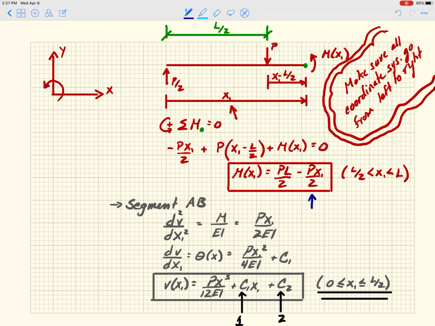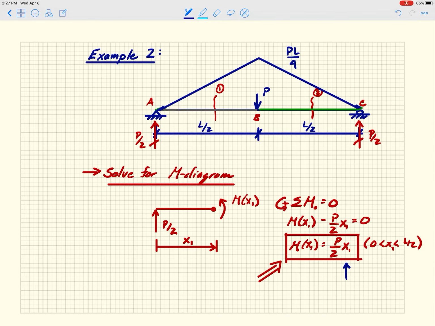That's important because one of these expressions is the ramp going up, and the other one is the ramp coming down. But at L over 2, the moment has to be PL over 4 on both of them. Otherwise, there's a jump in the moment diagram. There is no concentrated moment applied there. So that can't be right.